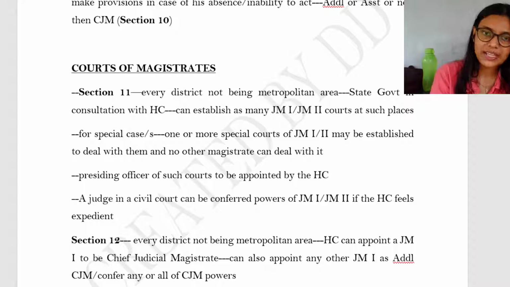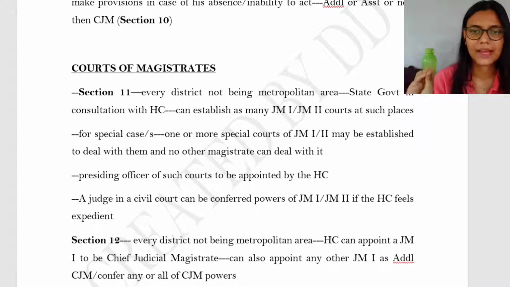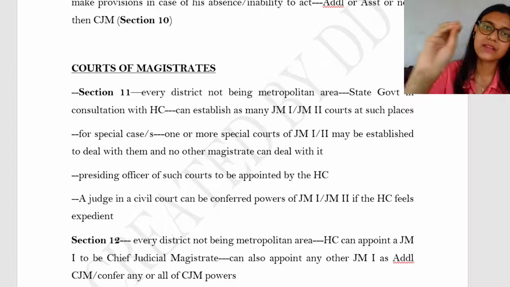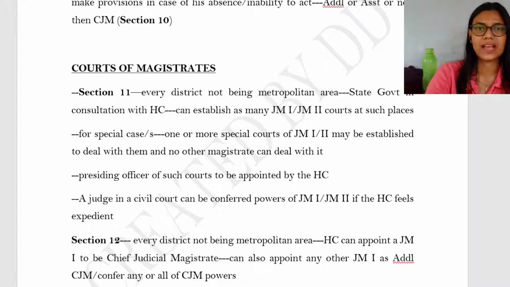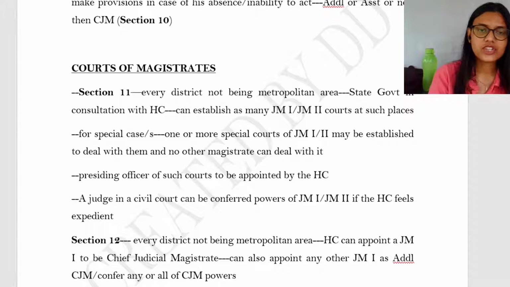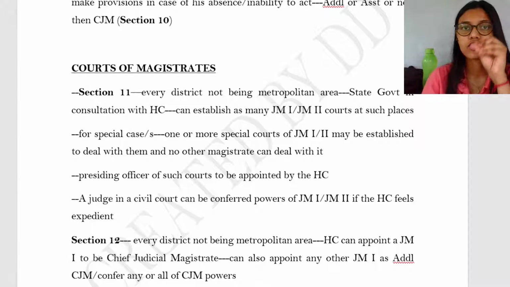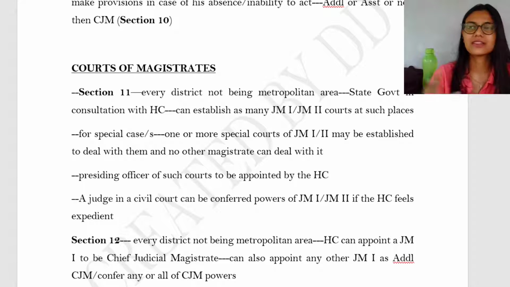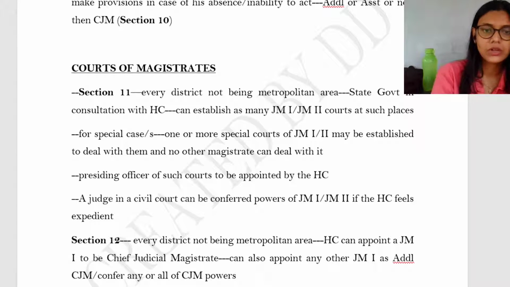Now for a special case or cases, there can be a special establishment of a court of judicial magistrate class 1 or 2, and if it has been established, whoever has been given that power, only that person will be dealing with that special case or cases and no one else. And who appoints the presiding officer of such courts? He is also appointed by the High Court. And a judge in a civil court, a civil judge, can also be conferred the powers of a judicial magistrate class 1 or class 2 if the High Court feels it is expedient in the interest of justice, etc. It is required to do so.